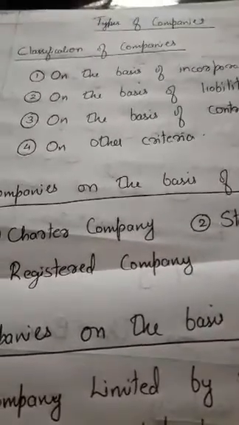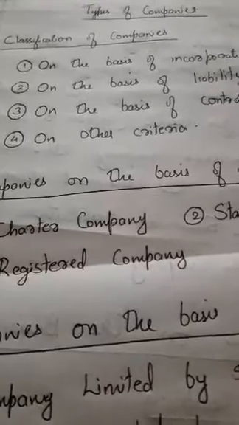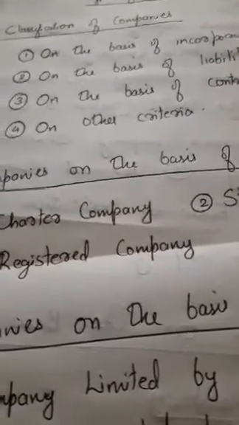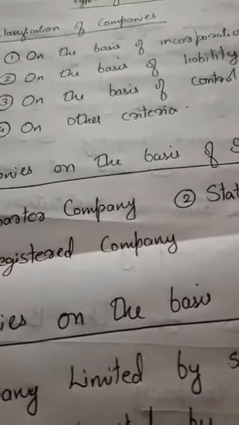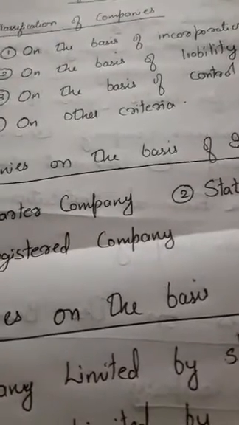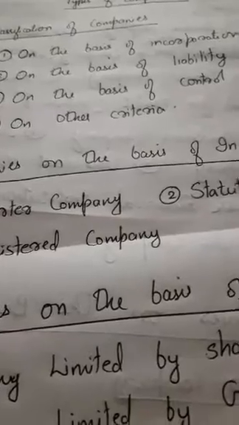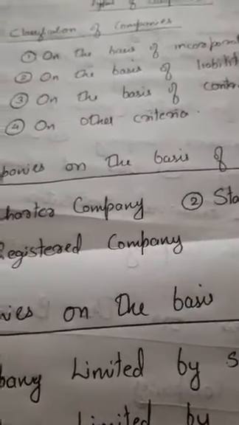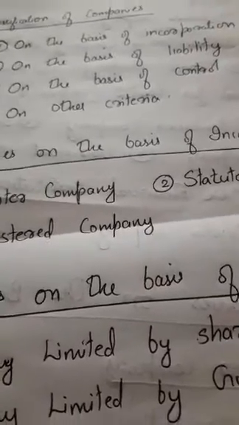Now we are discussing the types of companies, or the classification of companies. How are companies classified? Companies are mainly classified under four heads: on the basis of incorporation, on the basis of liability, on the basis of control, and on other criteria. These are the bases on which a company is classified.